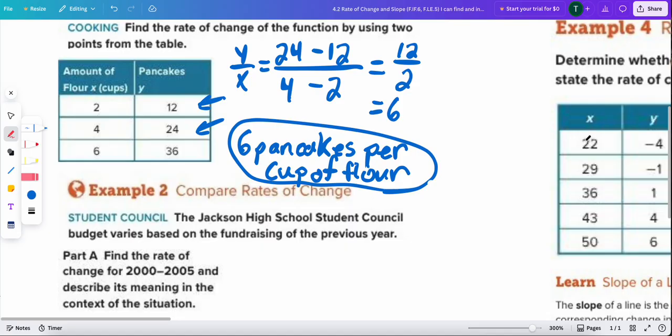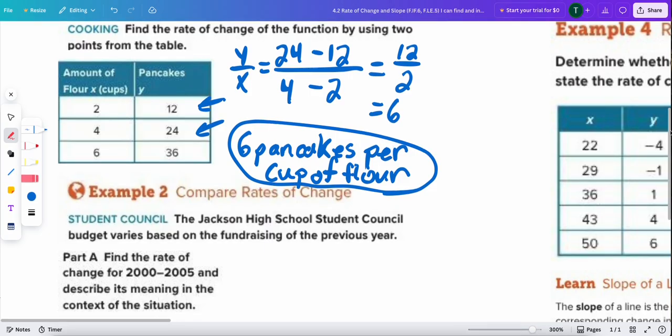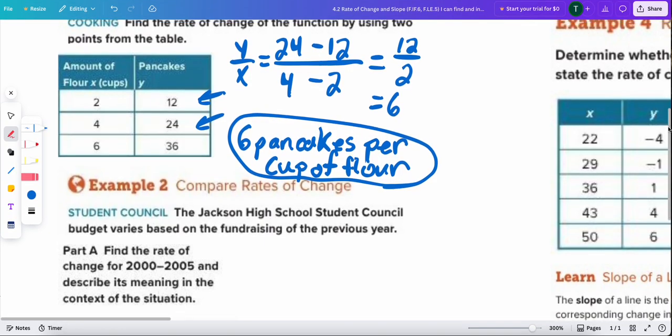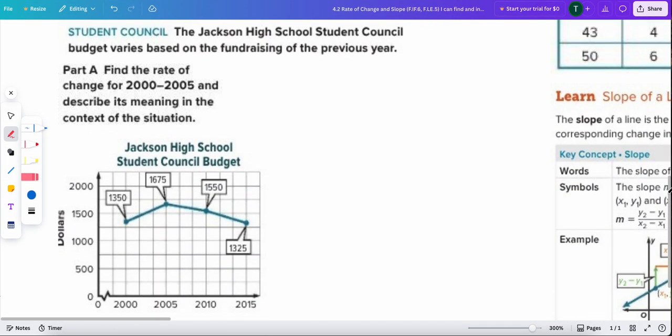So example 2 wants us to go ahead and compare rates of change. The Jackson High School Student Council budget varies based on the fundraising of the previous year. So part A here says find the rate of change for 2000 to 2005 and describe its meaning in the context of the situation. So 2000 to 2005, if I follow that up, that's going to be these two values.